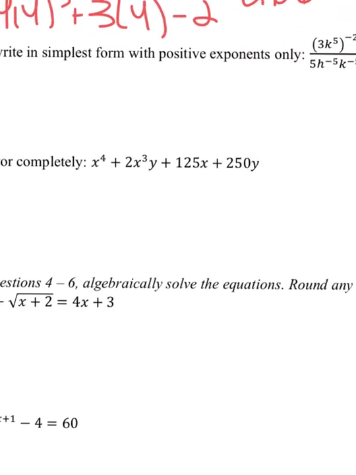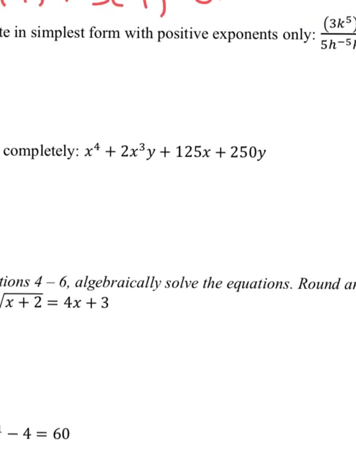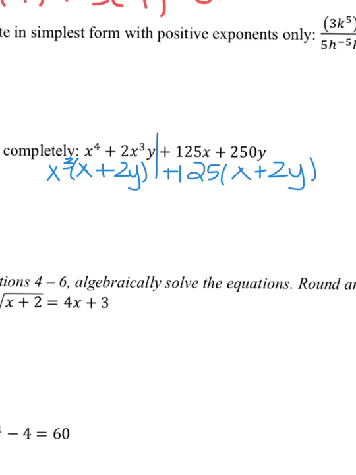Number 3, factor completely. Whenever you have 4 terms, you're going to try to just split it down the middle and see if factor by grouping works. So on the left side, you could take out x cubed. You're left with x plus 2y. On the right side, there's a GCF of 125, so that comes out, and you're left with x plus 2y. So your parentheses match is how you know that you're correct. So this is x plus 2y times x cubed plus 125.